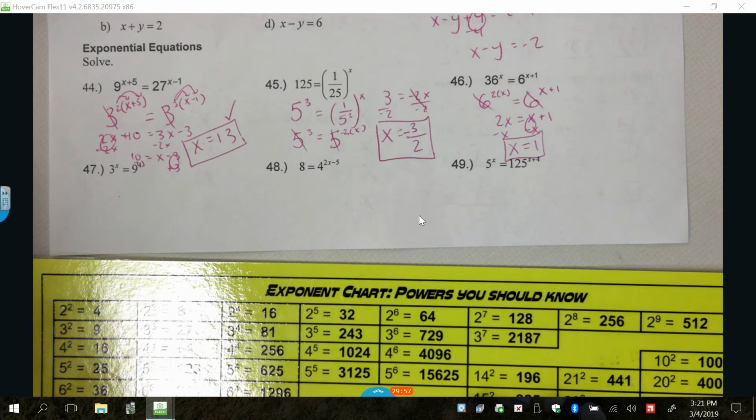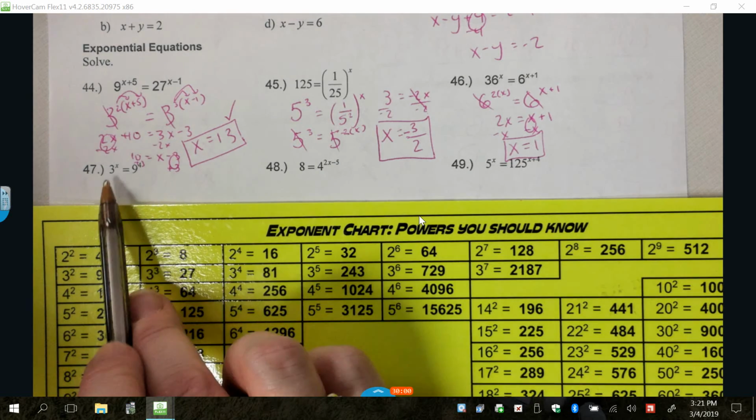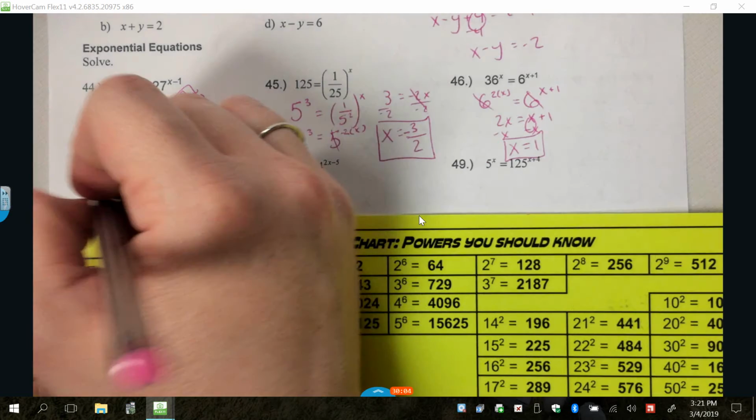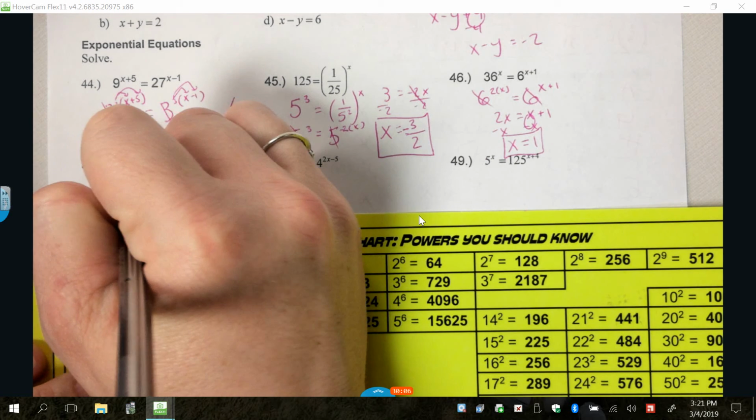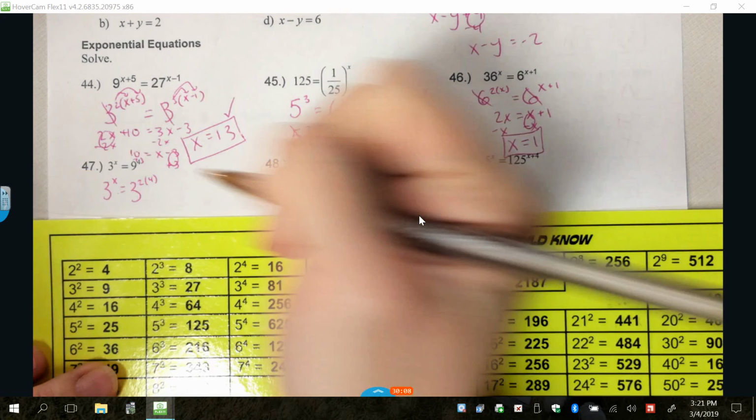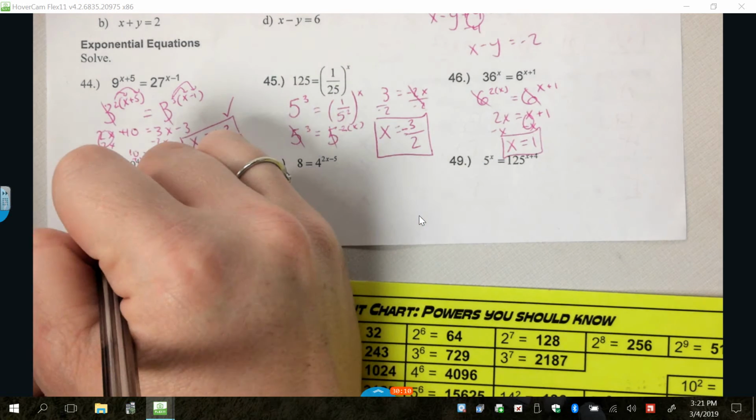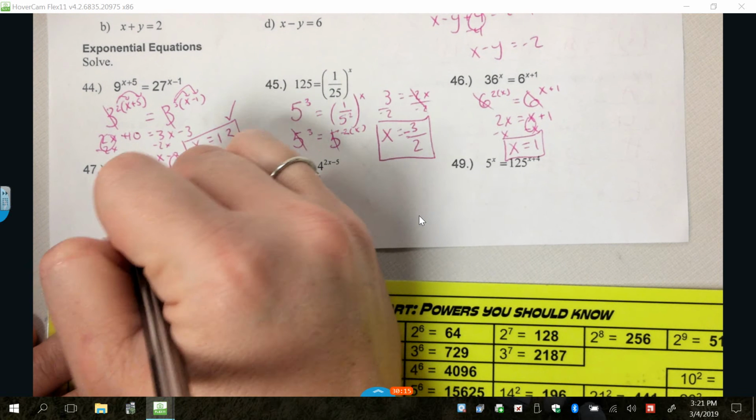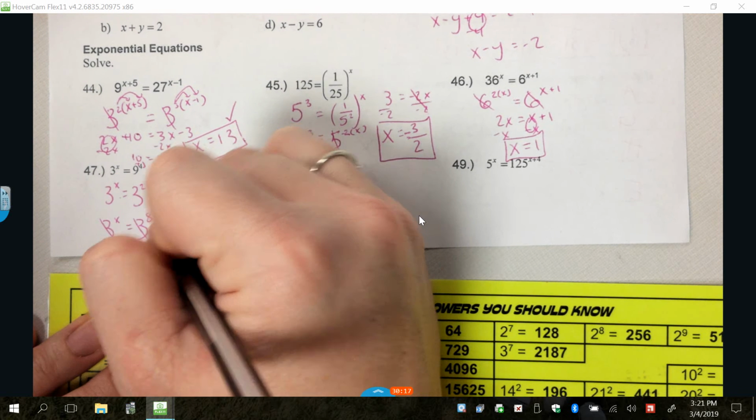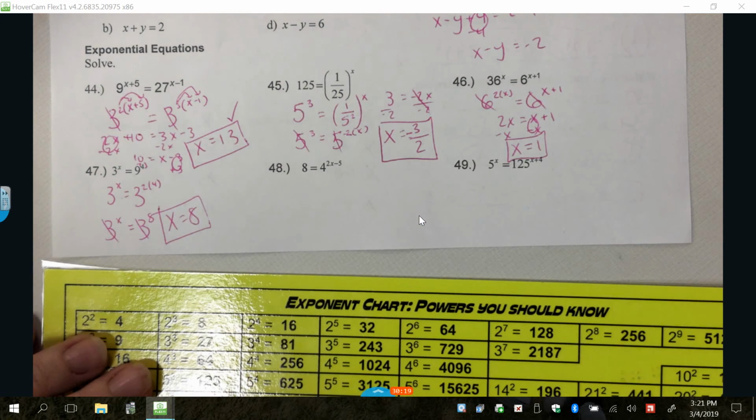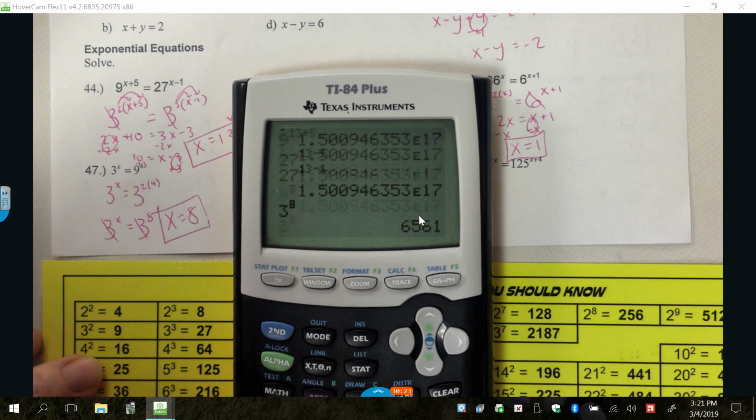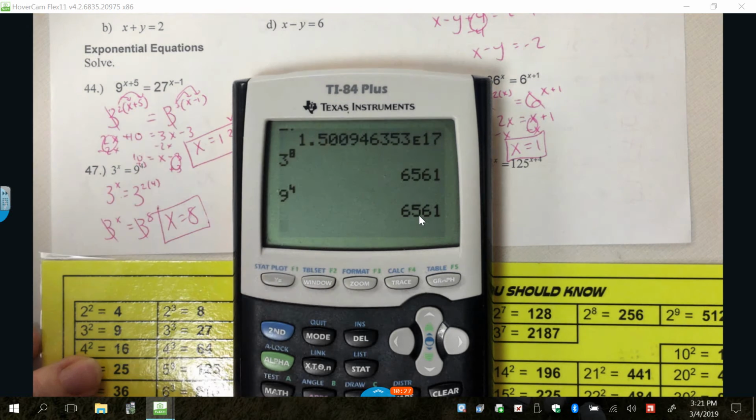Okay, look at number 47. 3 is prime, so I can't make that base change. But 9 is 3 squared. So I have 3^x equals 3 squared to the 4th, which gives me x equals 2 times 4, which is 8. The bases cancel, and I get x equals 8. So just a reminder that you can check this. 3 to the 8th power should equal 9 to the 4th power. Those are equal, therefore we are correct.